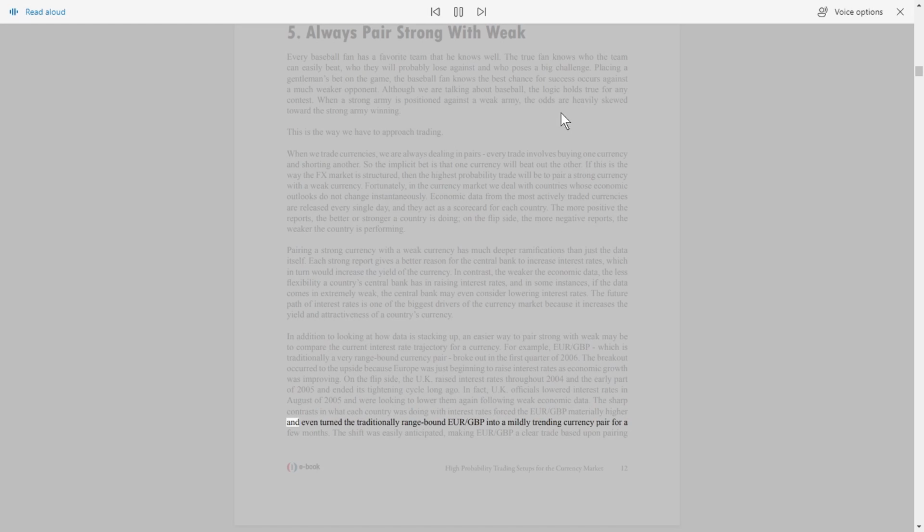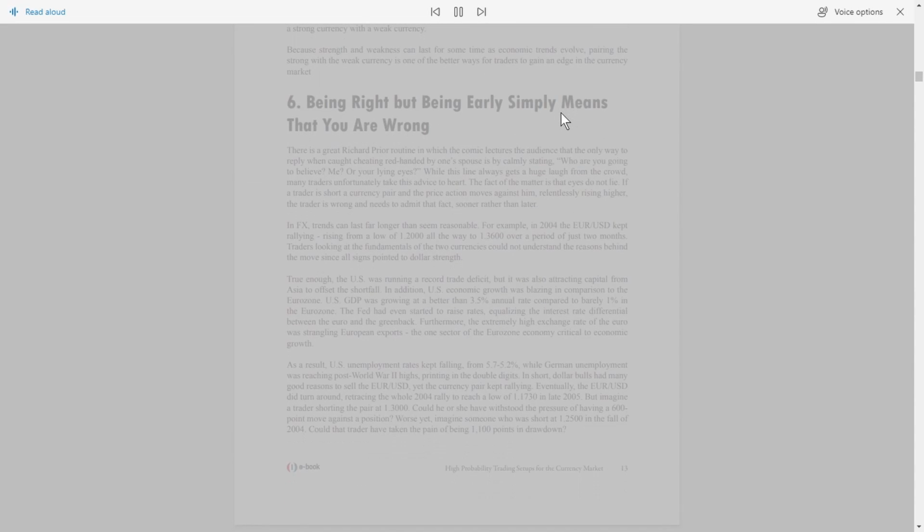The sharp contrasts in what each country was doing with interest rates forced the euro to pound sterling materially higher, and even turned the traditionally range-bound euro to pound sterling into a mildly trending currency pair for a few months. The shift was easily anticipated, making euro to pound sterling a clear trade based upon pairing a strong currency with a weak currency. Because strength and weakness can last for some time as economic trends evolve, pairing the strong with the weak currency is one of the better ways for traders to gain an edge in the currency market.